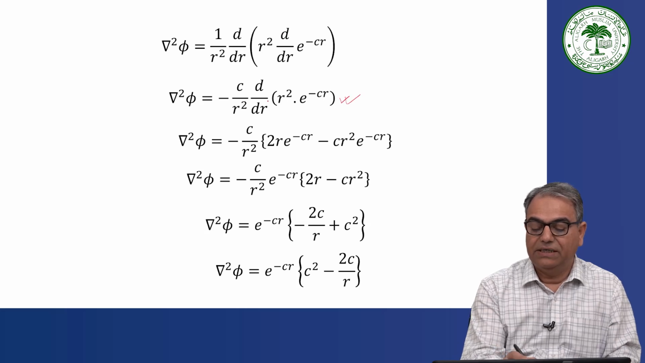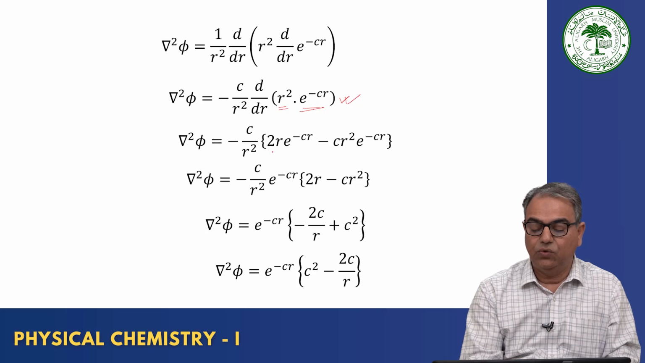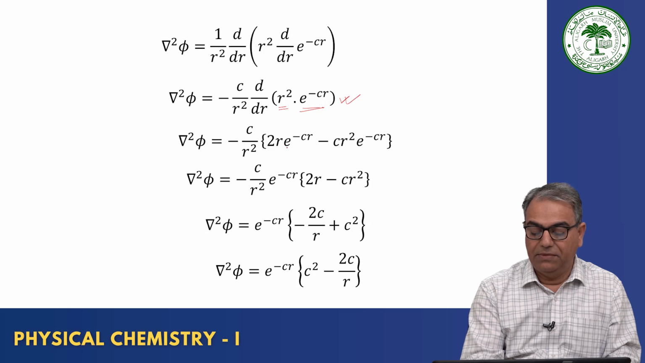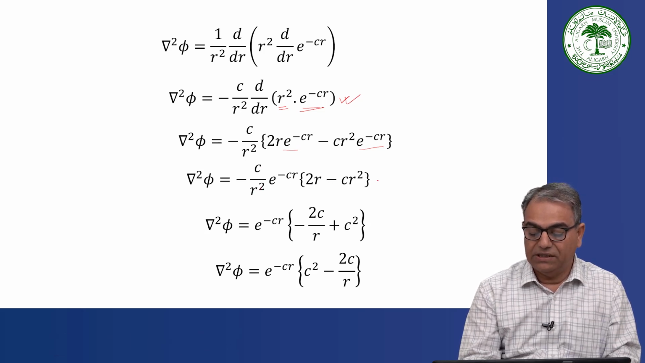Because minus c will be outside this differential, and then you have two terms, r square and exponential minus cr. So differentiating this will give you 2r exponential minus cr minus cr square exponential minus cr. And if you take exponential minus cr outside this bracket, then you can write minus c divided by r square exponential minus cr (2r minus cr square), and then you can multiply by 1 by r square.